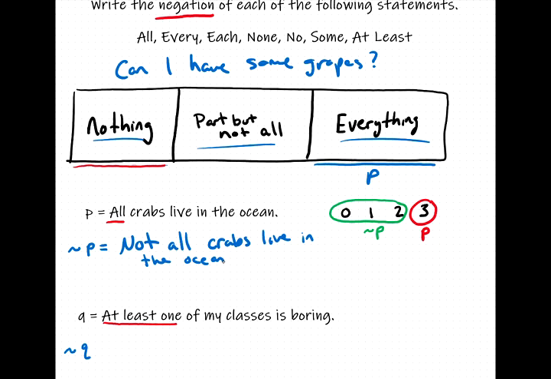Now, just like in English, conversationally, there are many ways to say the same thing. Same thing here. There are multiple ways to give the negation here. So, not all crabs live in the ocean. That would be the first one that comes to my mind. In the case of there being 3 crabs, not all means anything other than 3 live in the ocean.